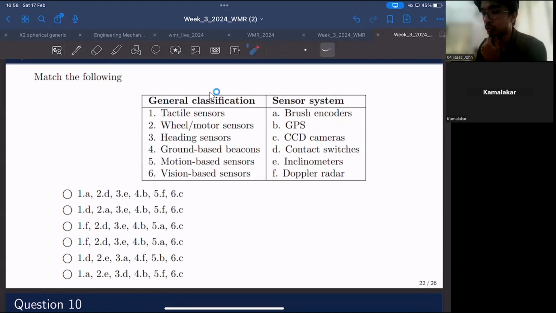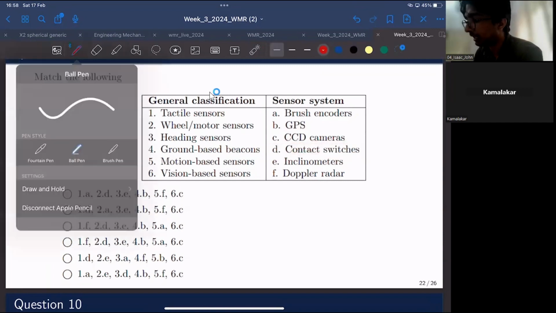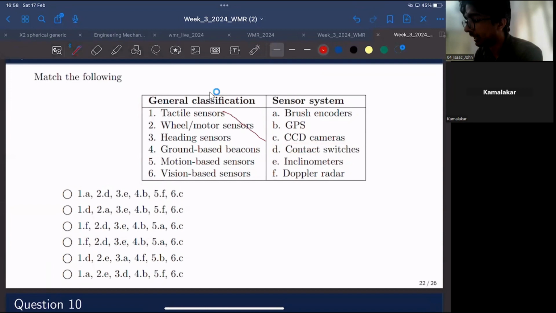Okay. So which of these is a tactile sensor? Is it brush encoders? Encoders are not tactile sensors. They are mostly used for odometry. You will see odometry in week 5 to measure a robot's position. Is it GPS? No, that is not correct. Contact switches is a good choice, right? We have seen this earlier. This is an exteroceptive passive sensor. So contact switches is a tactile sensor.